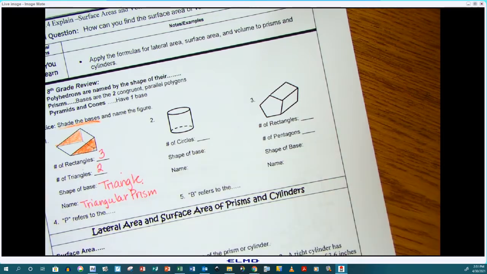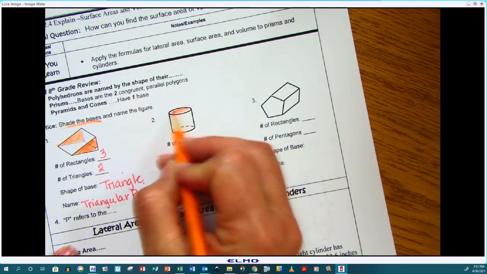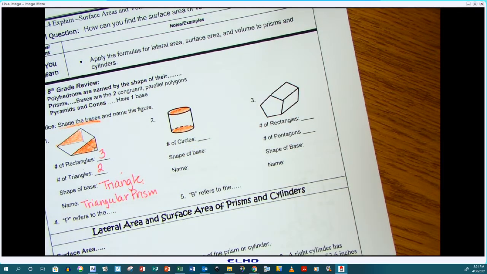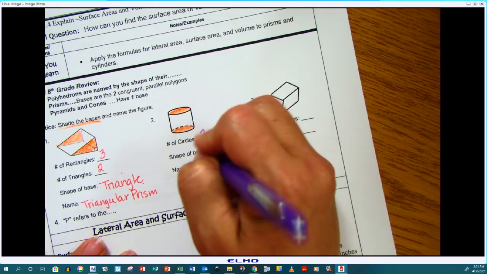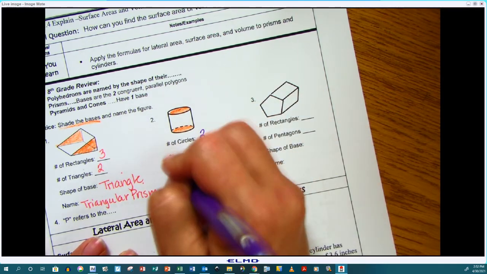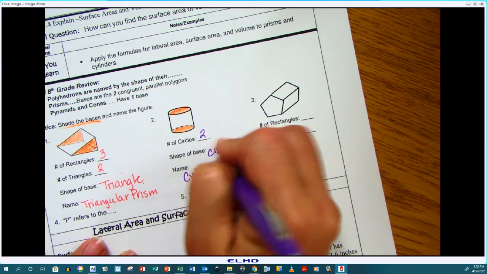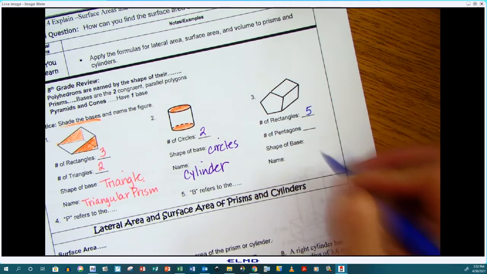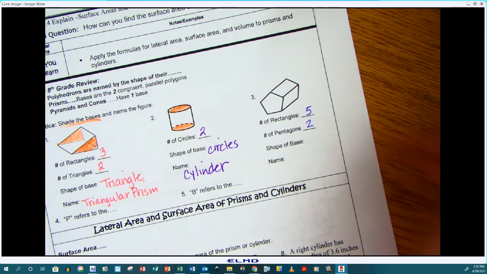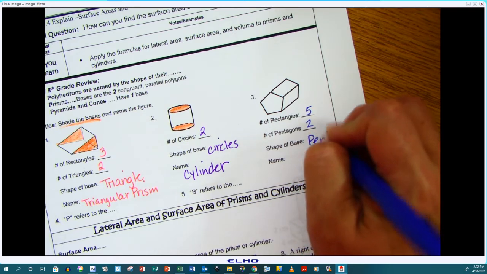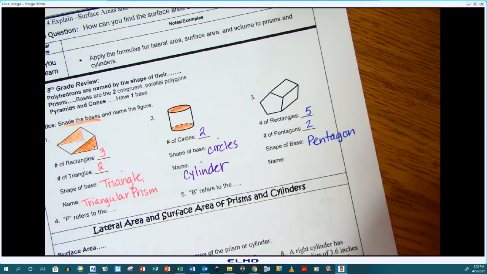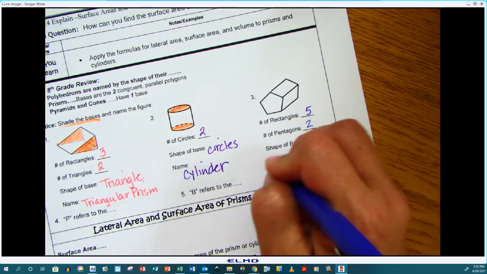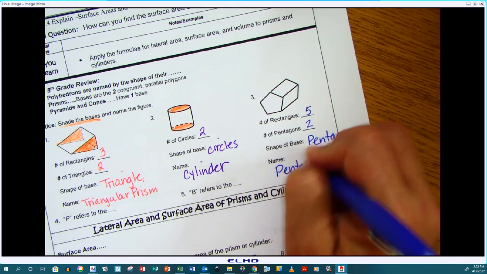Okay. Number 2, my bases. What you do is you look and see if you find 2 exactly the same things. There are 2 circles because this is a cylinder. Here we're going to have 5 rectangles because a pentagon has 5 sides. So my base is a pentagon. So that means I would need to find the area of my pentagon in order to find my surface area and volume, because this is a pentagonal prism.